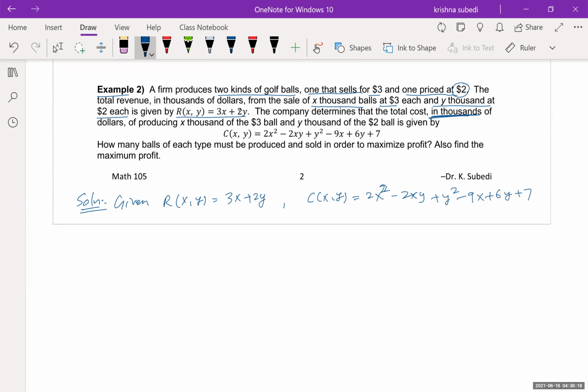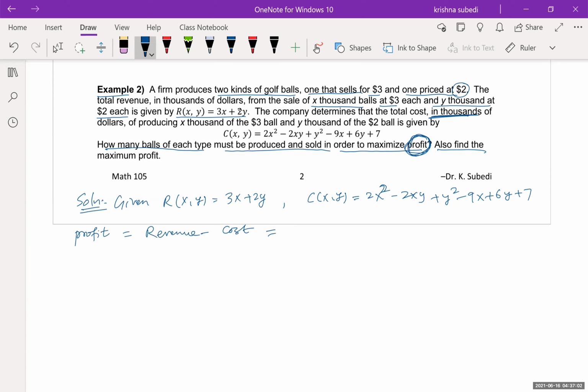Now, what we want to do: how many balls of each type must be produced and sold in order to maximize profit? We need to find what values of x and y will maximize the profit. Remember, our goal is to maximize profit, and also find the maximum profit. Let's try that. In order to maximize the profit, first of all, we need to know the profit function. We know that profit is revenue minus cost, right?